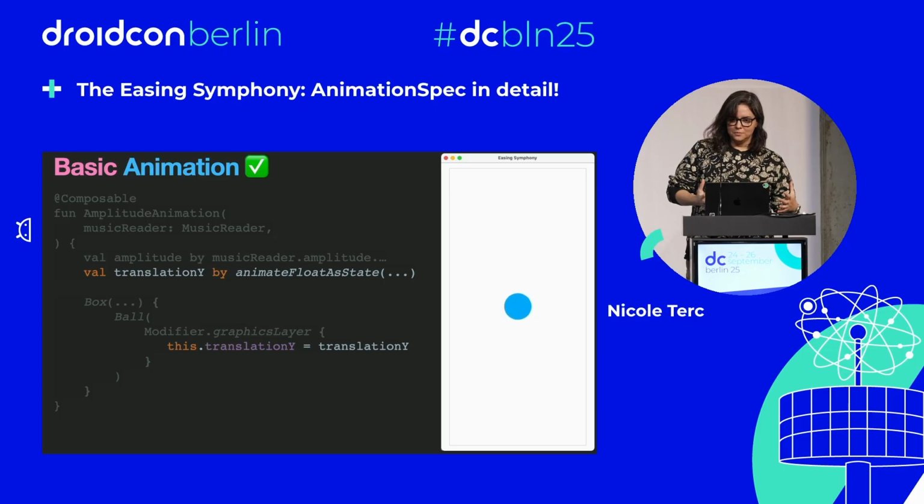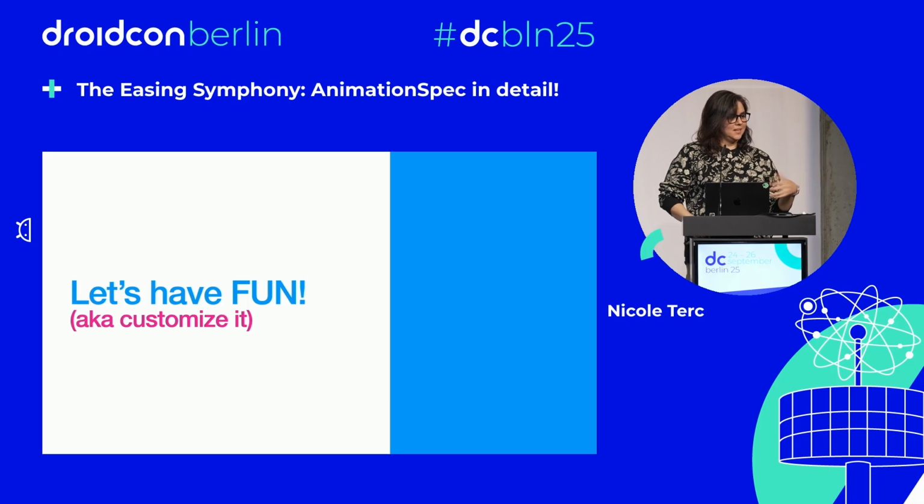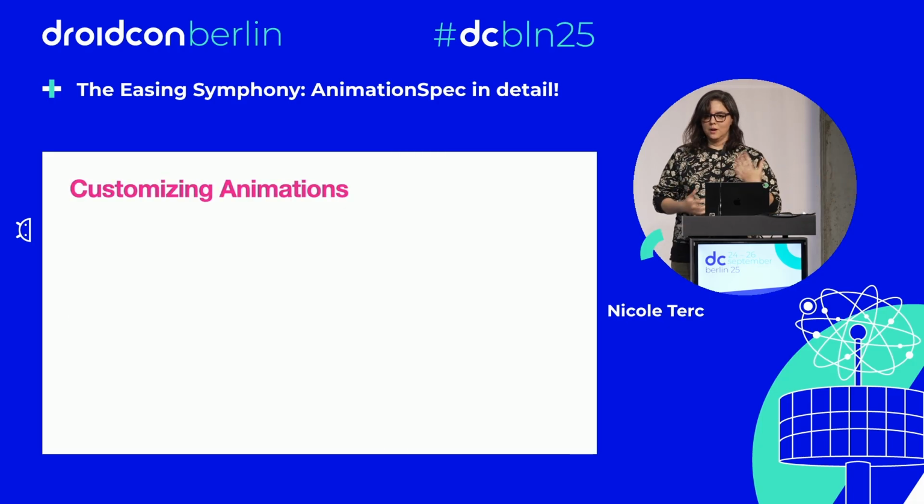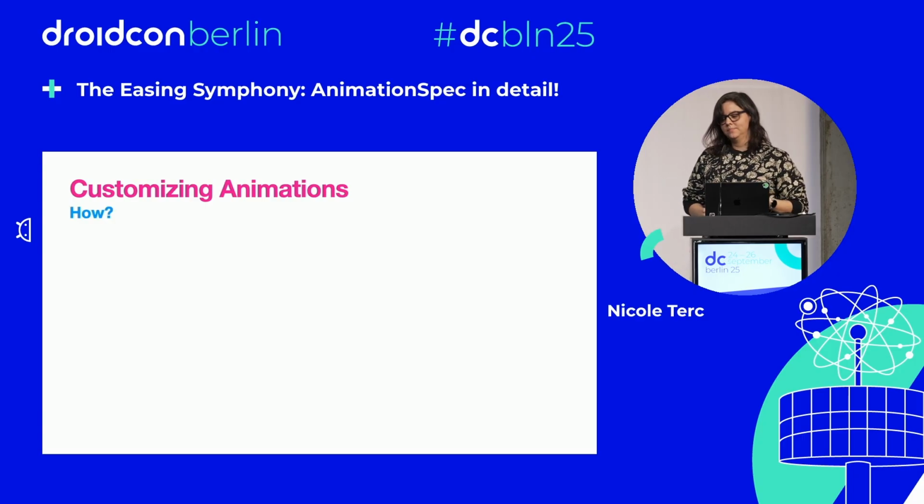But I think that's it with the basics. Now that we have something running, let's have some fun. And by having some fun, I of course mean customizing this animation. But how do we actually go around customizing animations? How do we start? Don't worry, the process is also fairly simple.